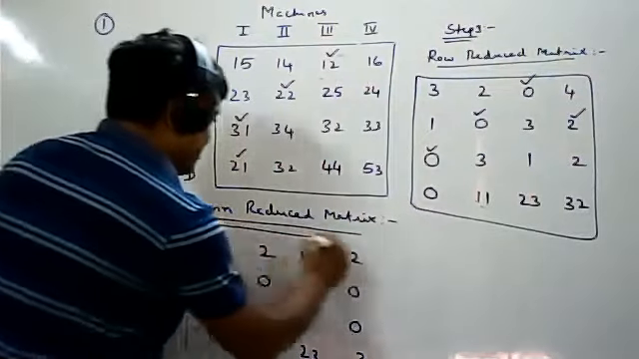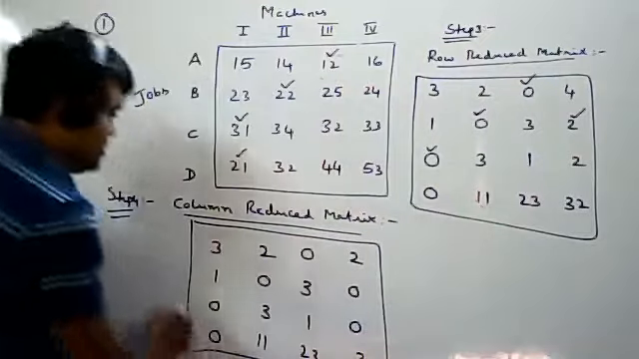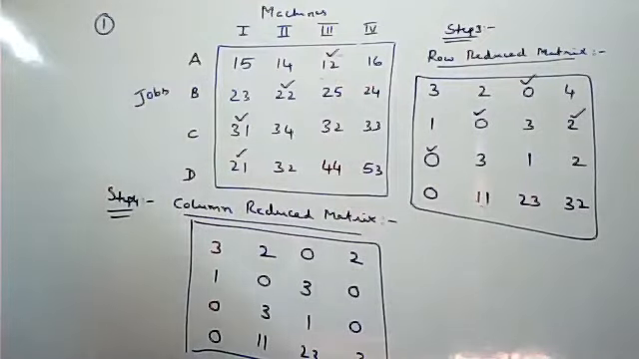So like this, you have to calculate step number 4. Step number 4 is nothing but the column reduced matrix.